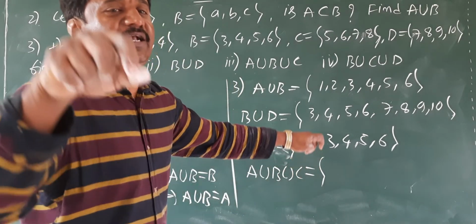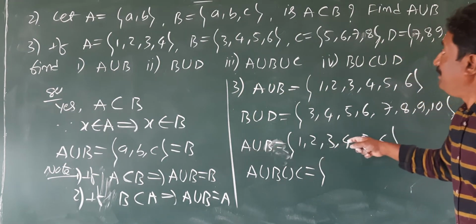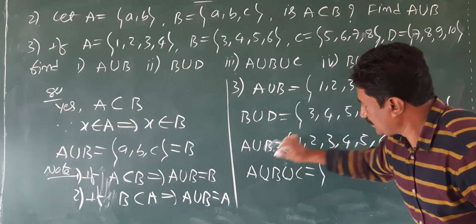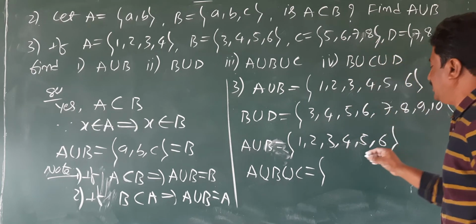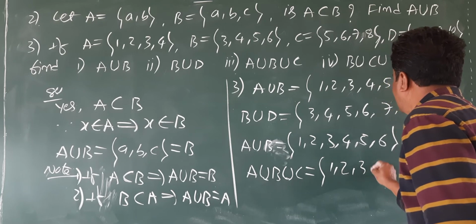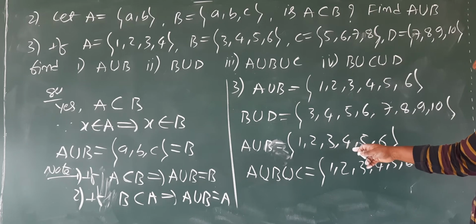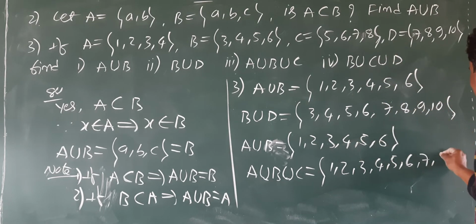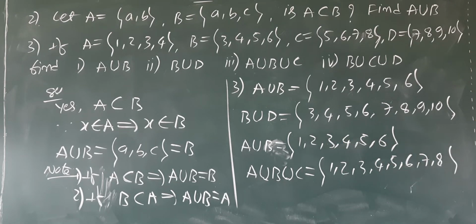Now let us unite A union B, this set, and C, this set. Let us go for doing that. So 1, 2, 3, 4, 5, 6, 7, 8. So this is A union B union C. I hope you understood, friends.